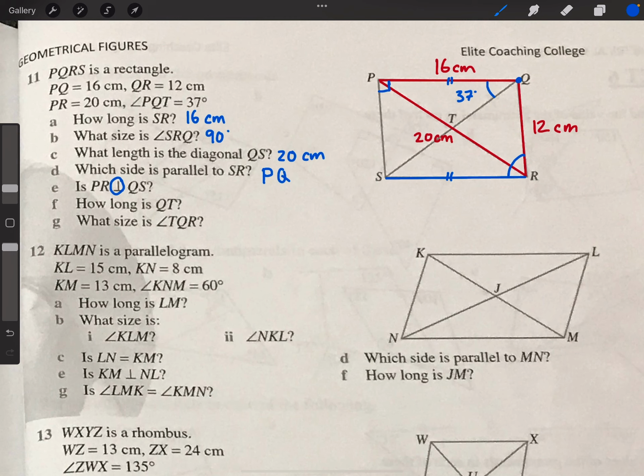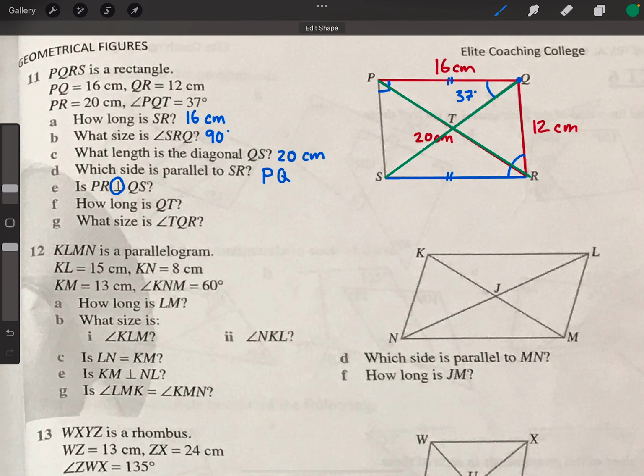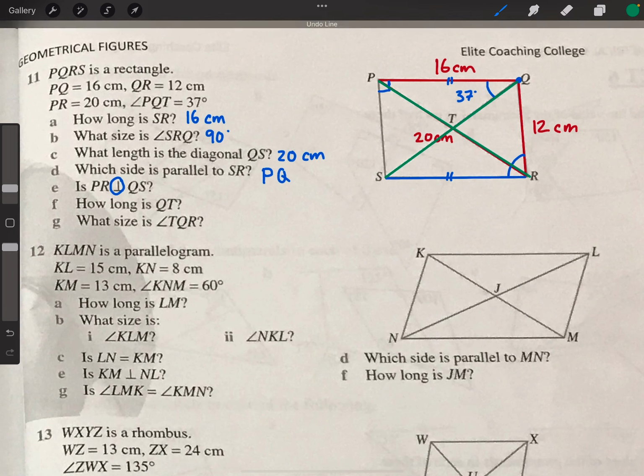Is PR perpendicular to QS? Perpendicular means they meet at 90 degrees. Now PR, where's P? I'm going to do this in green. PR, that's that one. Is it perpendicular to QS? Meaning, do they meet at 90 degrees? No. The properties of a rectangle state that they won't meet at 90 degrees, so the answer is no.